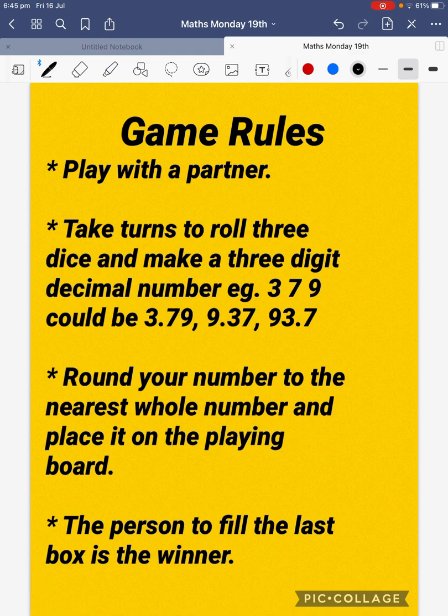You're going to take turns to roll 3 dice and make a 3-digit decimal number. For example, if I rolled 3, 7, and 9, I could make 3 and 79 hundredths, I could make 9 and 37 hundredths, or I could make 93 and 7 tenths. There are more numbers you could make. Those are just 3 examples. You're then going to round your number to the nearest whole number, just like I demonstrated, and place it on the playing board. The person to fill the last box is the winner.